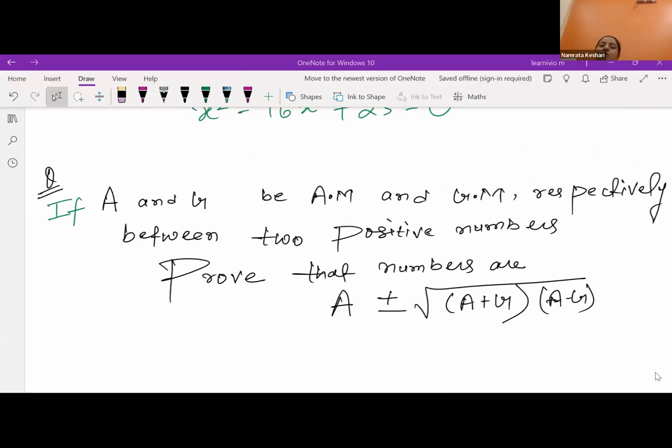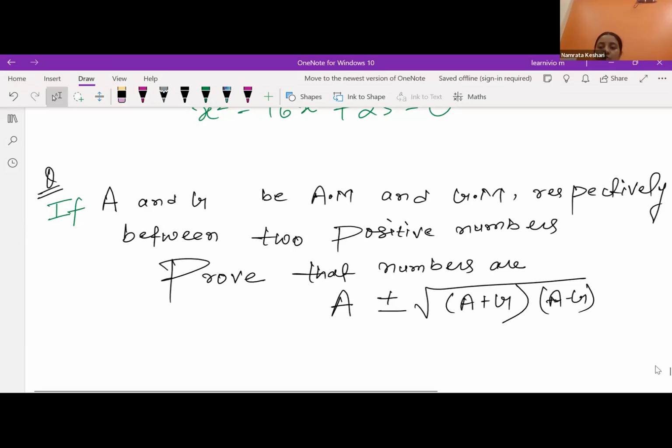So if A and G are the arithmetic mean and geometric mean respectively between two positive numbers. One time you are getting the arithmetic mean, capital A. Another time you are thinking about GP and you are getting the geometric mean as capital G.